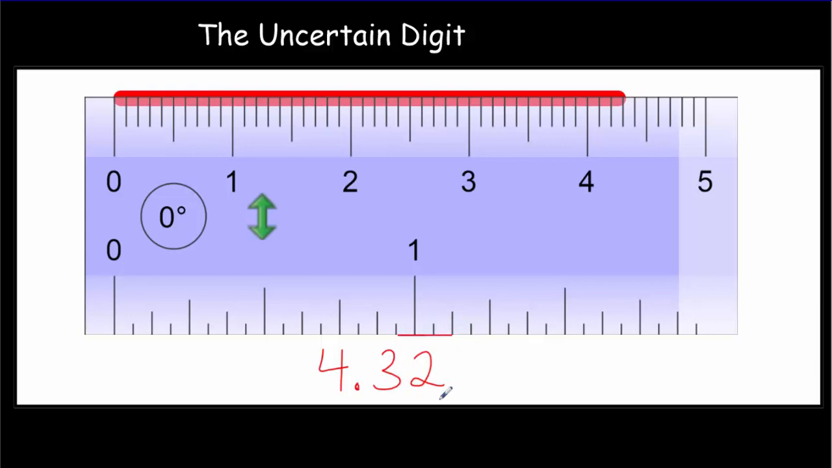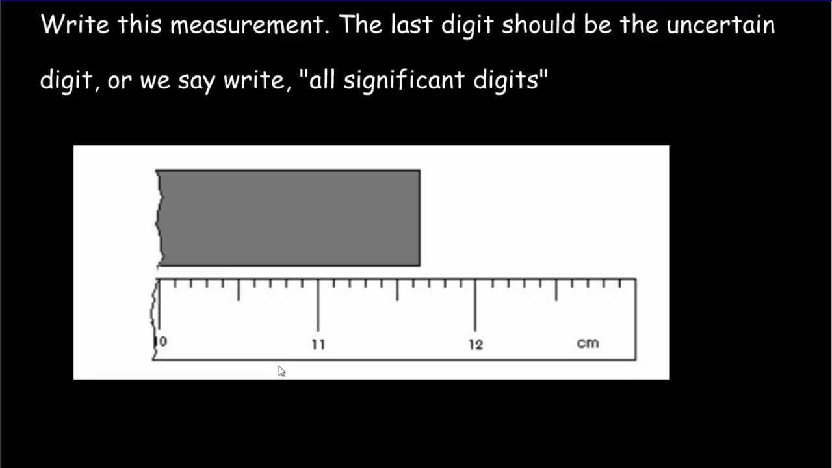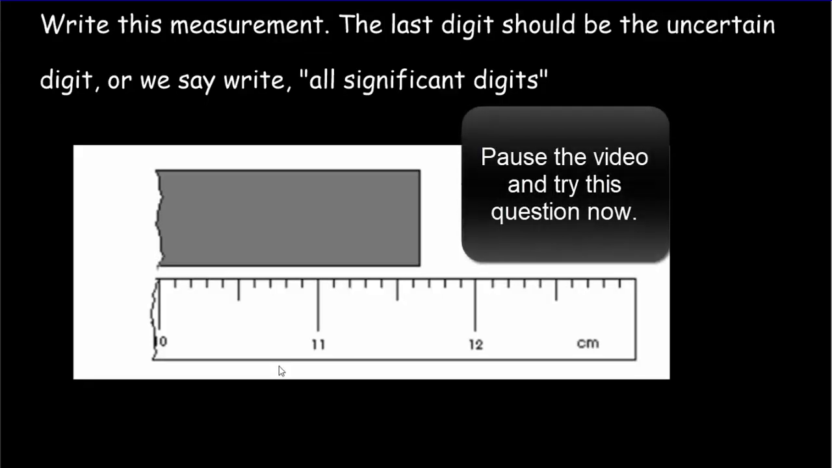So this last digit that we write has some uncertainty. And we don't want to write any digits beyond that, because if we're uncertain on this digit, then we really have absolutely no idea about the next digit. So how would you write the measurement below? Pause the video, try the question, come back for the answer.